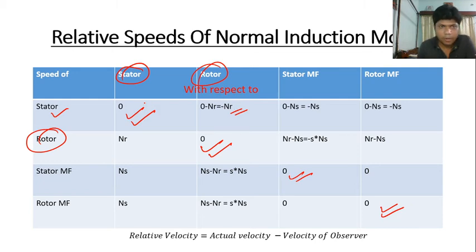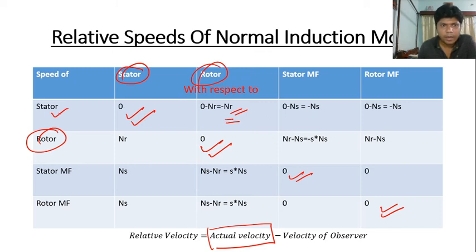Simply, the second column is the actual velocity. The second column has the value of the actual velocity of the stator, rotor, stator magnetic field and rotor magnetic field. So when we subtract stator minus rotor, it will give the speed of the stator with respect to rotor.